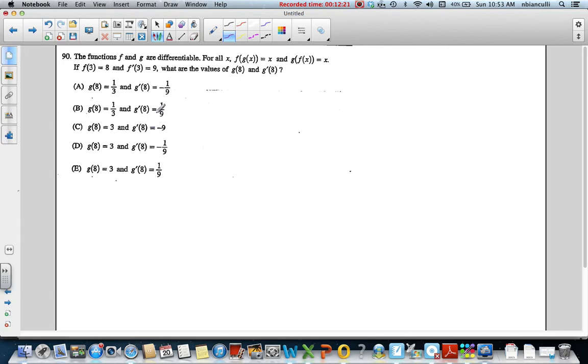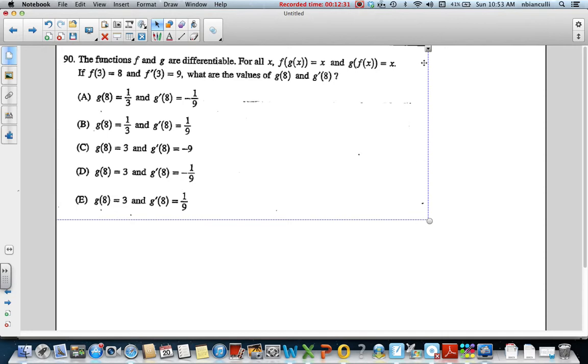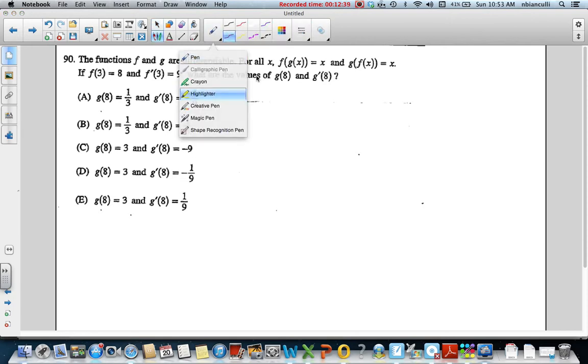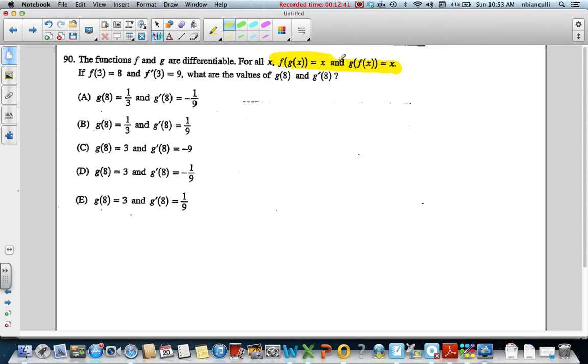All right, number 90. Let me make this a little bigger. Number 90 says, well, I'll read it to you. The functions f and g are differentiable for all x. f of g of x is x and g of f of x is x. This statement implies that f and g are inverses. That's what inverses do to each other. They undo each other. So this means that f inverse equals g. So f of 3 is 8 and f prime of 3 is 9. They want the values of g of 8 and g prime of 8.